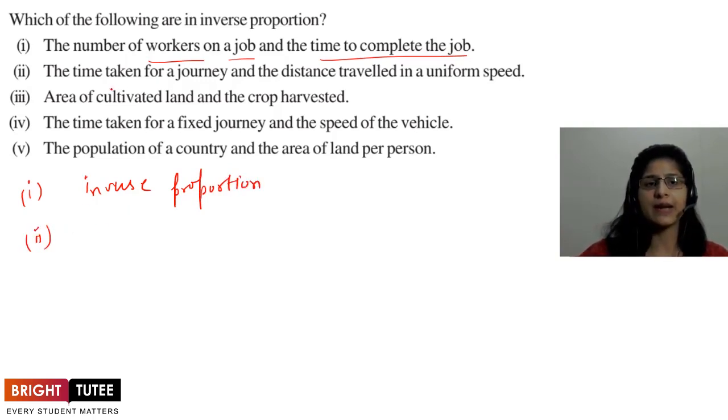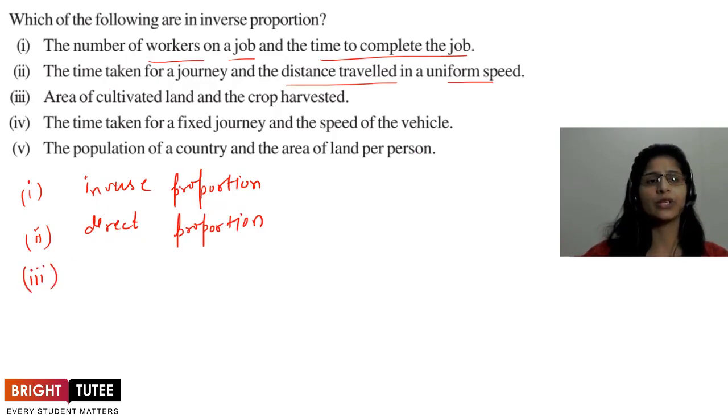Second, the time taken for a journey and the distance traveled in a uniform speed. That means speed is the same. So if more is the time, then more distance would be traveled. And if the time is less, then less distance would be traveled, right? Less distance, less time is taken. So this is a direct proportion case, right? This is direct proportion.